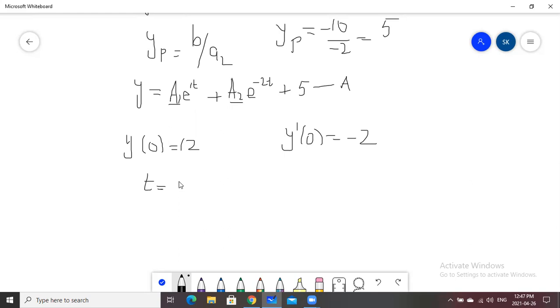Now we will put t is equal to 0 in equation A. Therefore, what we will get over here is y of 0 is equal to a1 e raised to power 0 plus a2 e raised to power minus 2 into 0 plus 5.